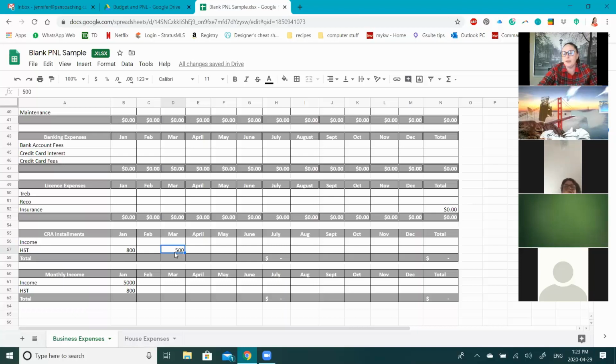For income tax, you can pay your installments through your bank, like online banking. That's easy enough to do. But you can't do HST without having the CRA login and going through their process. Okay. Yeah, but you can do it online now, which is great. Makes it much easier.